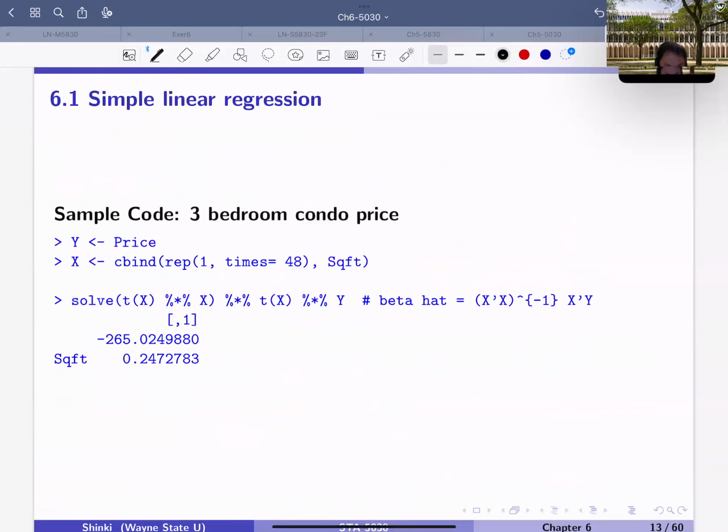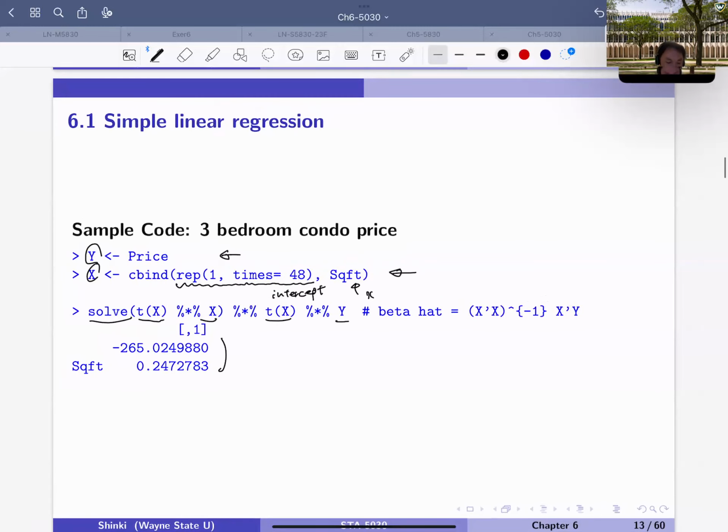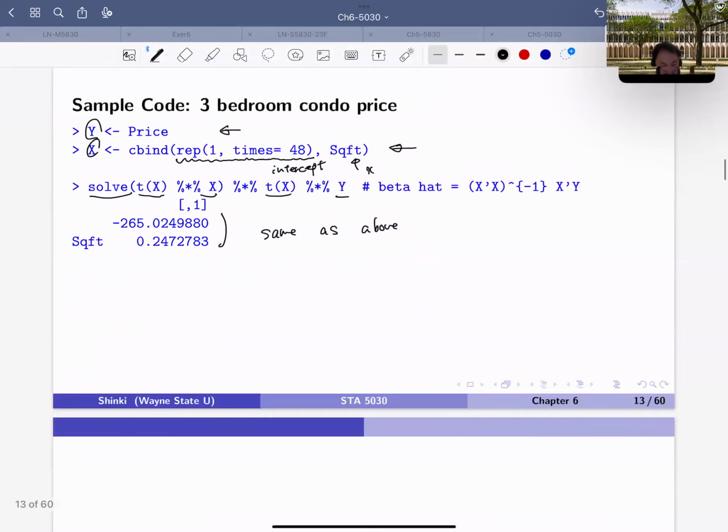And we can define y as the response and X as the predictor matrix. The predictor matrix has a column of 1s, because we have to include the intercept. So we combine the intercept column and the X column. Then using this y and X, beta hat equals X transpose X inverse times X transpose y. Then we can get this answer, and this is the same as before. So in this way, we can calculate it.